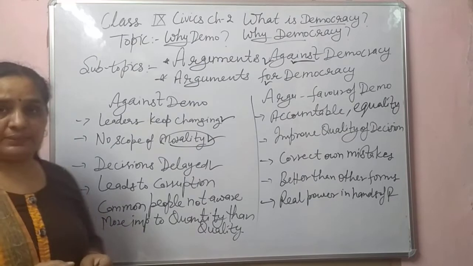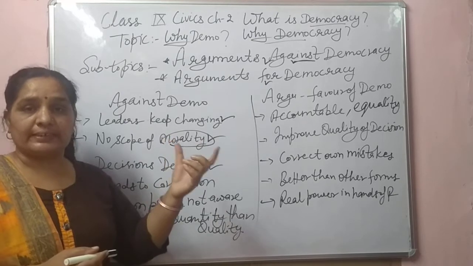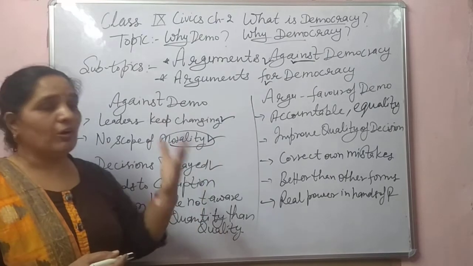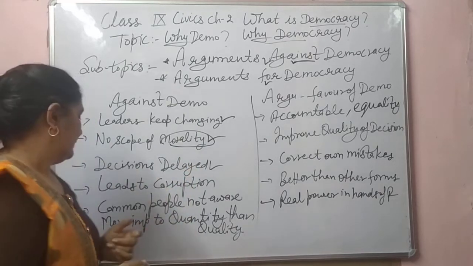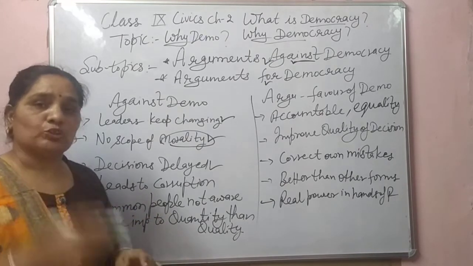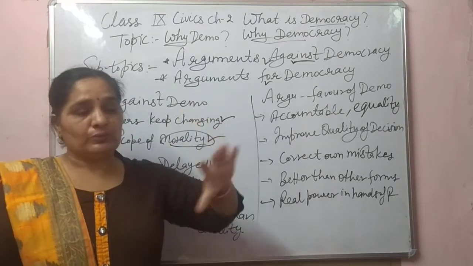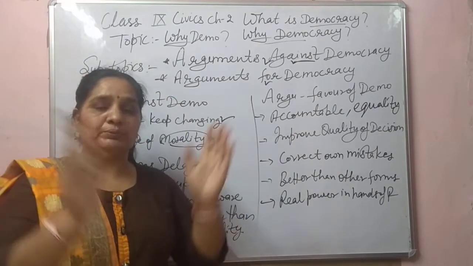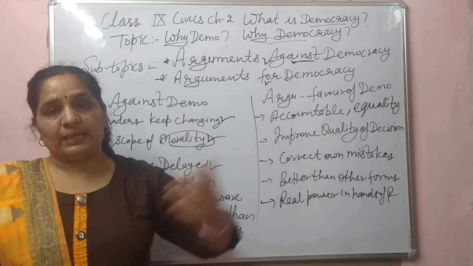Next one leads to corruption. The leaders use different dirty tricks to get the majority in the election. When they come into government, they use dirty tricks and do not provide welfare properly. That leads to corruption in society. Next one is that common people are not aware. Those persons who cast their votes do not know the importance of their votes. They go to the booths and cast their votes but are not aware to whom they are casting them and what the importance of their votes is. They can exchange their votes for money.